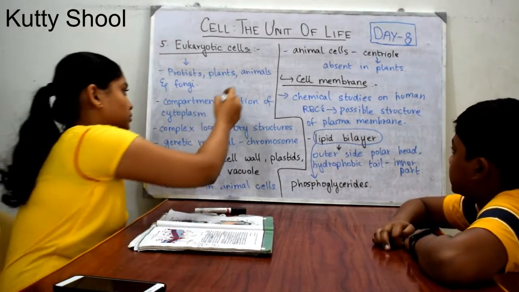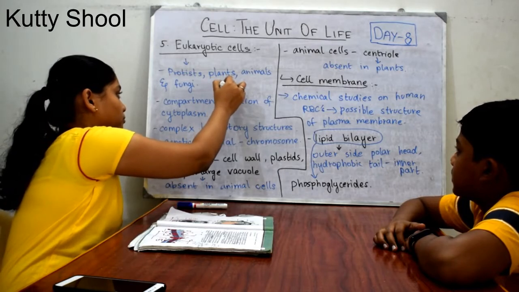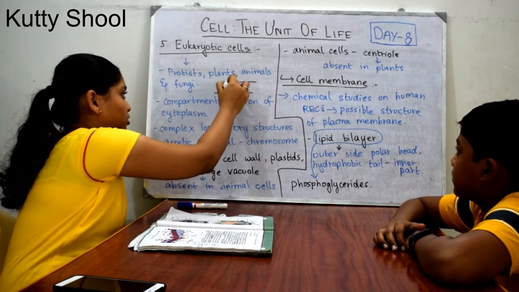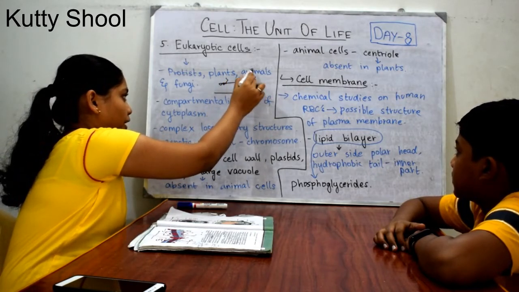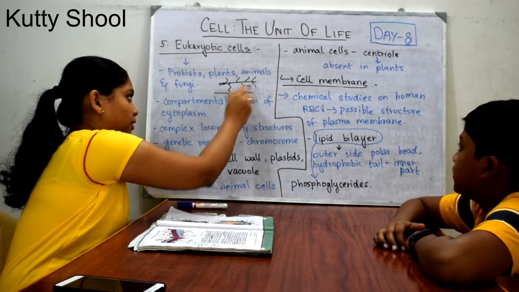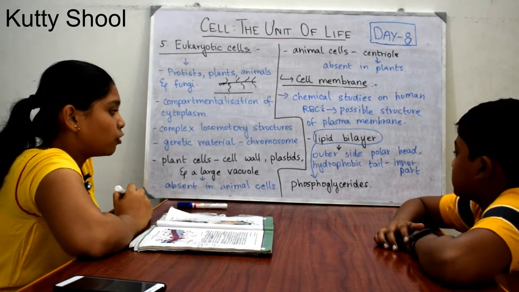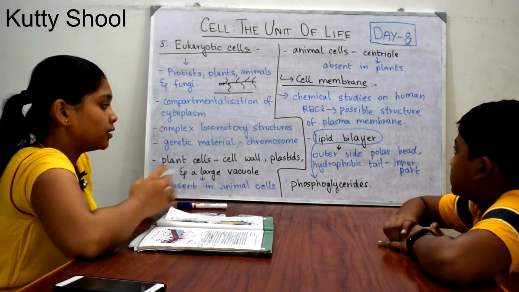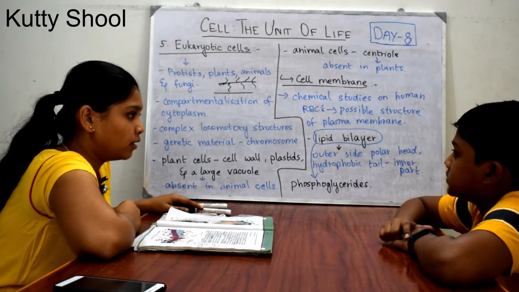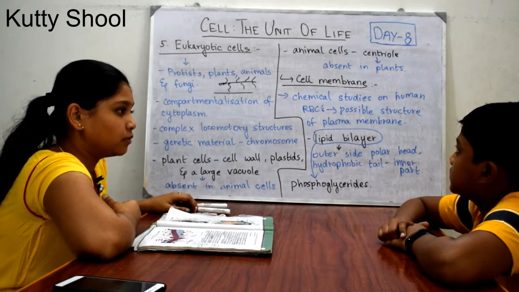If this is the lipid bilayer, outside is the polar head and inside is the hydrophobic tail. This lipid bilayer is made up of phosphoglycerides. Now we'll discuss some more characteristics of the cell membrane, which is the plasma membrane.